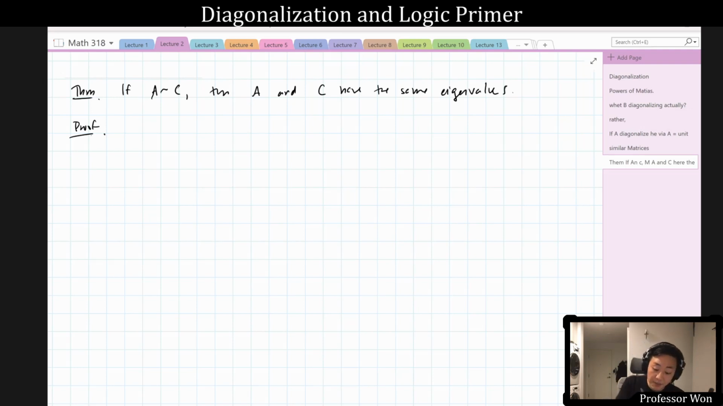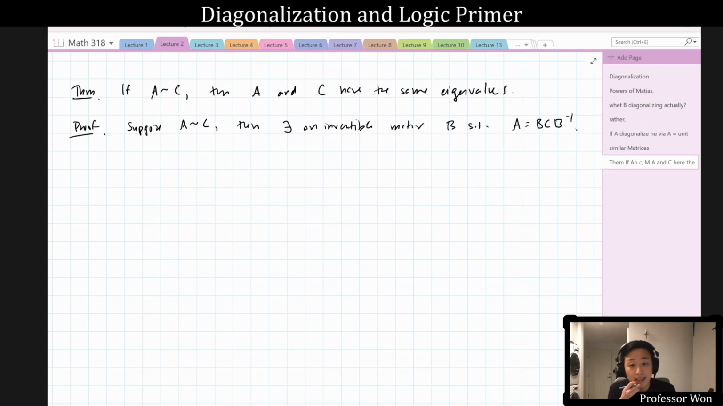Okay, so I'm going to prove that if A is similar to C, then they have the same eigenvalues. Suppose that A is similar to C. What does that mean? That means that there exists an invertible matrix B such that A equals B C B inverse. That's just what it means to say that A and C are similar. I want to show that A and C have the same eigenvalues. So suppose that lambda is an eigenvalue of C.